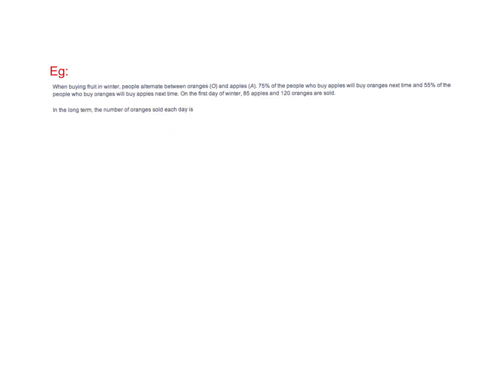Okay, with this one, it says when buying fruit in winter, people alternate between oranges and apples. So 75% of the people who buy apples will buy oranges next time. So we've got oranges and apples. We've got to set up our transition. And they said 75% who buy apples will buy oranges, so 0.75 from, oh, sorry, was that the wrong one? Yep. So, was it? Oh, no, apples to oranges, that's right, 0.75. And 55% who buy oranges will buy apples the next time. So this is 0.55. Now, how do I get those other two numbers? They've got to add up to 100. Good. So 0.25 and 0.45, because these have to add up to 1. Okay, so that's become my transition.